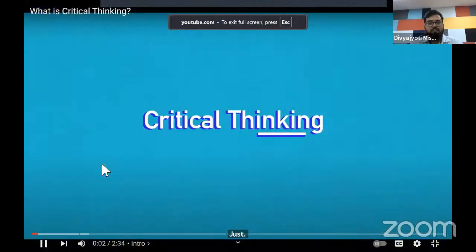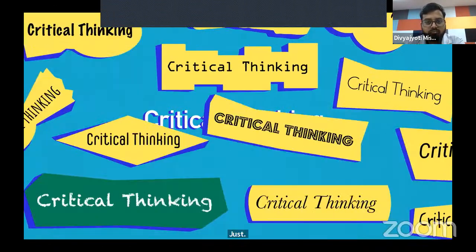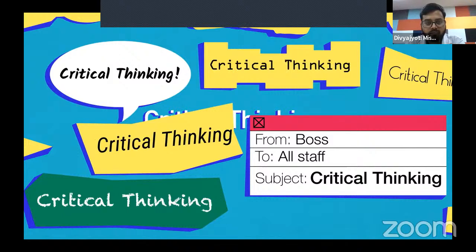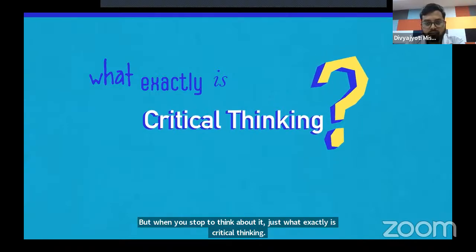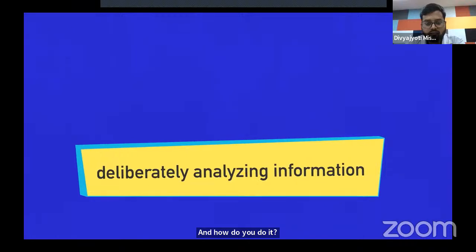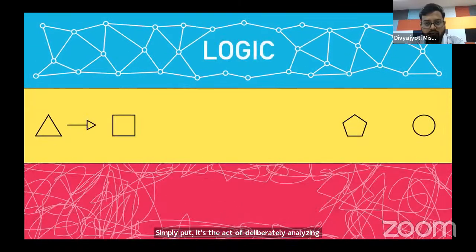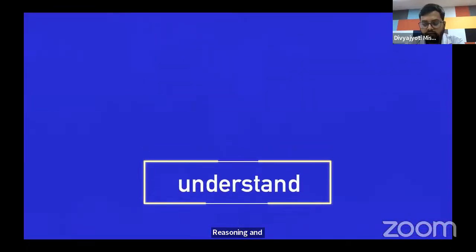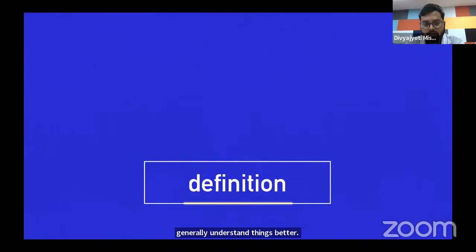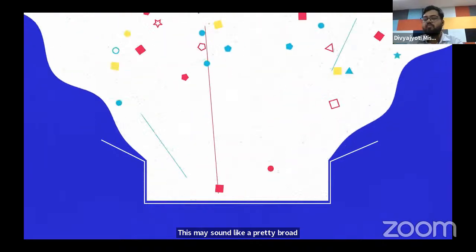Critical thinking is a term that gets thrown around a lot. You've probably heard it used often throughout the years, whether it was in school, at work, or in everyday conversation. But when you stop to think about it, just what exactly is critical thinking? And how do you do it? Simply put, it's the act of deliberately analyzing information so that you can make better judgments and decisions. It involves using things like logic, reasoning, and creativity to draw conclusions and generally understand things better. This may sound like a pretty broad definition, and that's because critical thinking is a broad skill that can be applied to so many different situations.